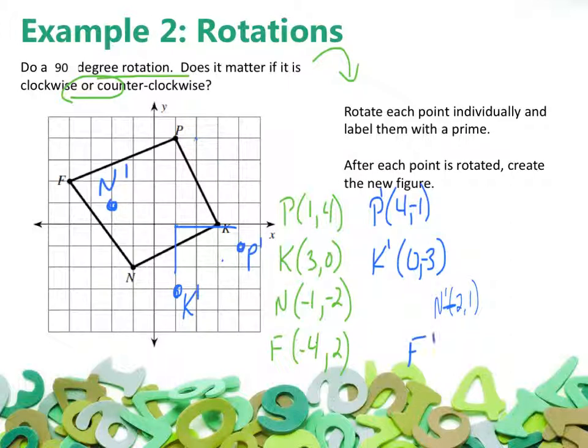And last we have F prime. Again, 90-degree rotation, the numbers switch. F is going to be 2, 1, 2, 3, 4. And then we can go ahead and draw our new figure.